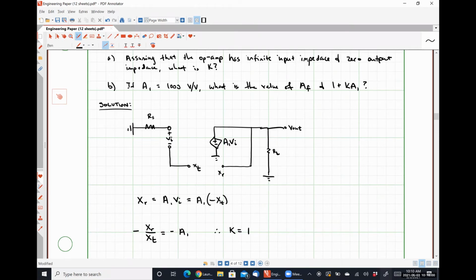Let me, hold on. I see there's a sign issue here. This is where my inexperience with this stuff might crop up and bite me. So let me look at my, where's my definition? Okay. So K times A1.